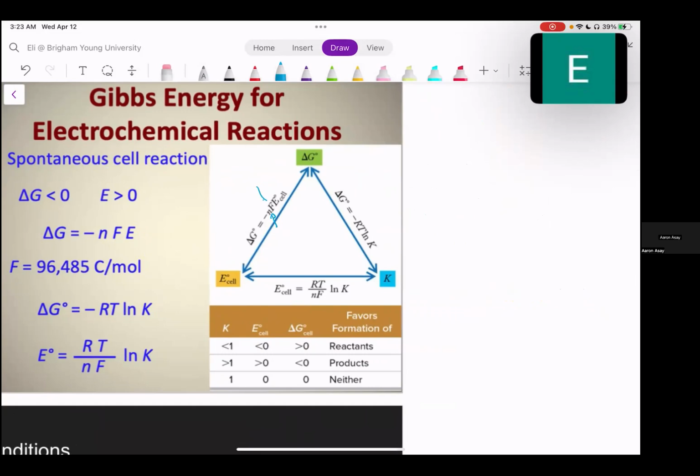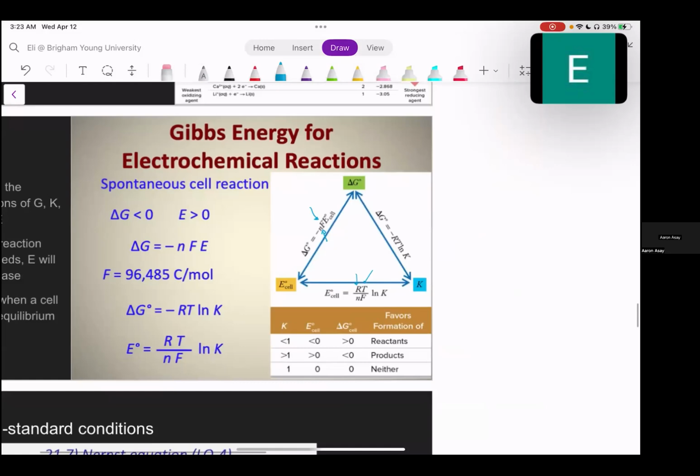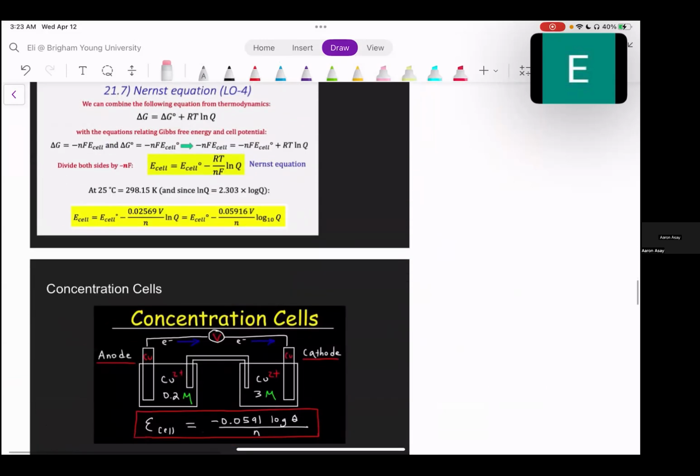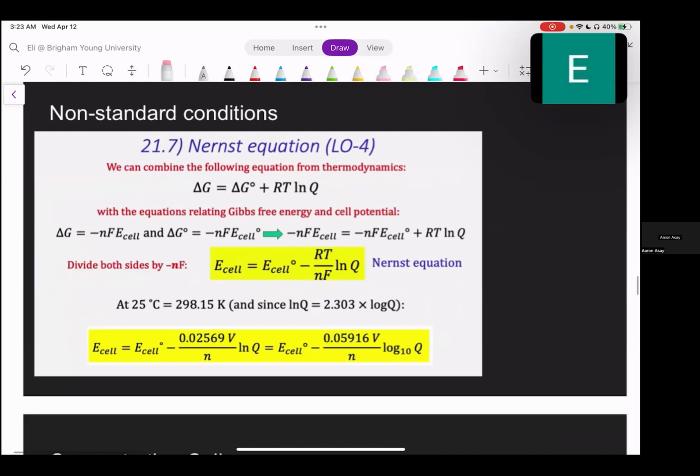And then the rest of these are constants, right? So you know your R constant, and T, you know that that's in Kelvin. Then your N is going to be your number of electrons that are being shared between the cathode and the anode. Under non-standard conditions, it's going to look like this.